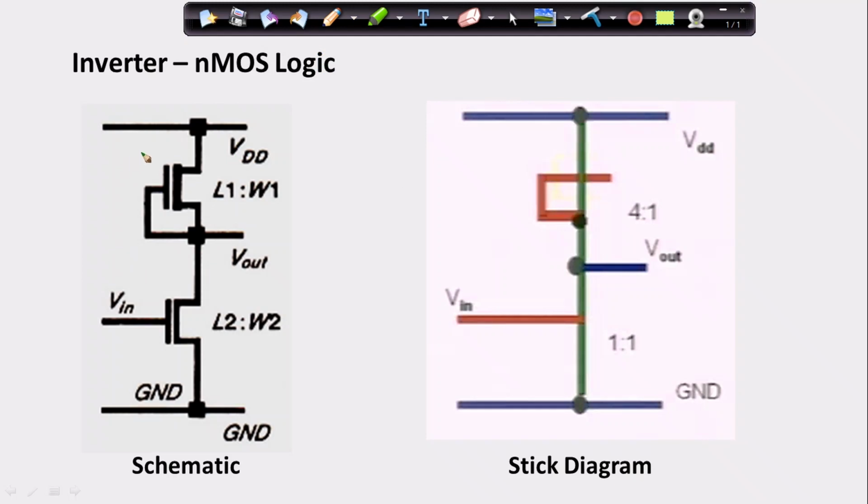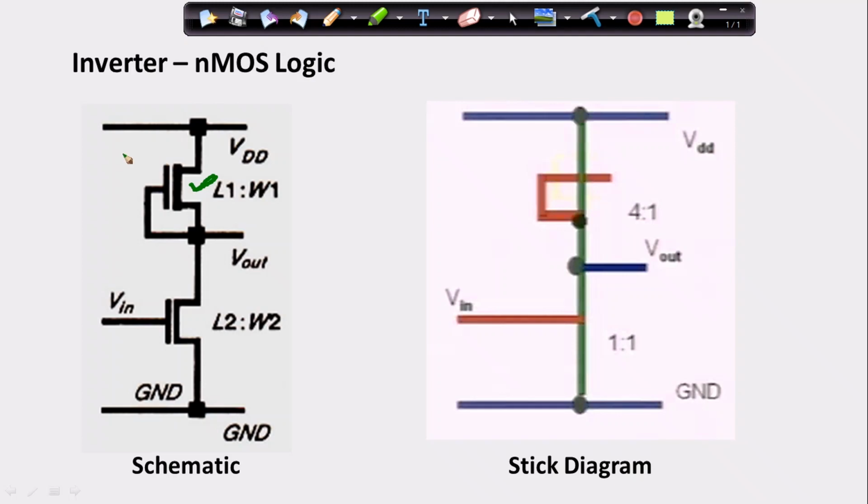So a depletion mode NMOS, in the sense, whenever there is a logic 0 at the input, this particular transistor will be continuously on. This particular transistor gets turned off when we apply some positive voltage at the input.